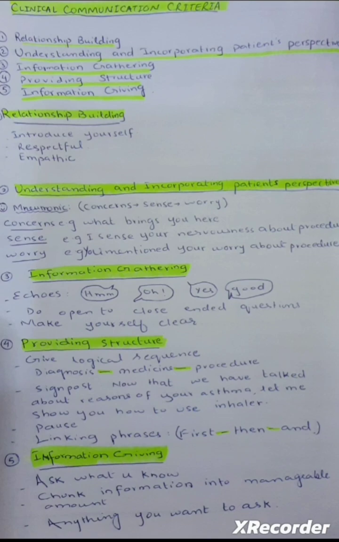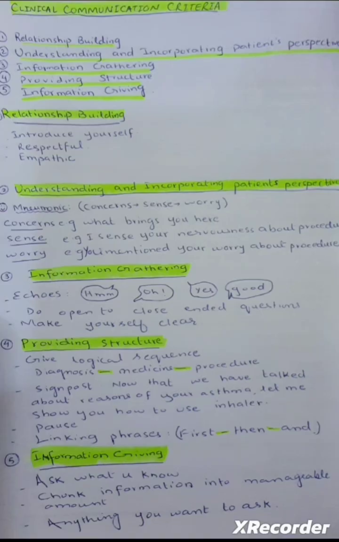Then start signposting. For example, you can say, now that we have talked about the reasons for your asthma, let me show you how to use the inhaler. Or also deliberately pause after certain information in order for the patient to absorb your advice or your concerns. And then use certain linking phrases. For example, you might say, first, we have talked about the diagnosis. Now I'm going to the medication part, and then explain the procedures. Use these linking phrases, for example, first, then, and so on.